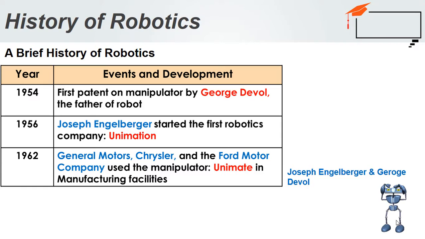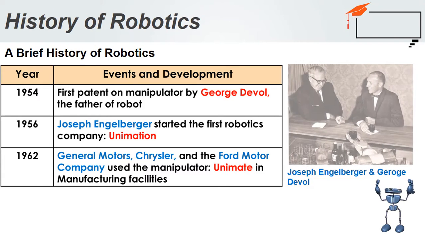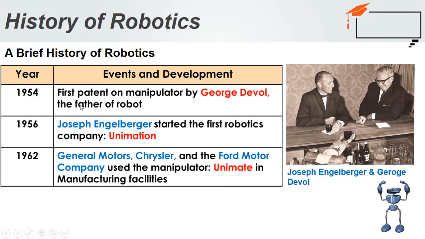George Devol and Joseph Engelberger did the pioneering research on robotics. George Devol is the grandfather of robotics, and Joseph Engelberger is the father of robotics. I wrongly said that George Devol was the father of robotics. Joseph Engelberger is the father of robotics, and George Devol is the grandfather of robotics. George Devol registered his design concept of the robot, but he didn't have the money and financial resources.